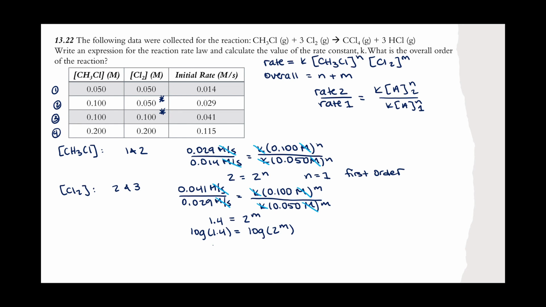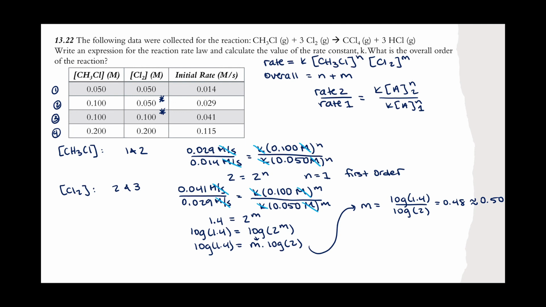The right side of the equation does simplify out to be m times the log of 2. I can then solve for m by dividing both sides of the equation by the log of 2. I'm going to go ahead and go over here to do that. And when I plug this into a calculator, I get 0.48, which is approximately 0.5 or 1/2.